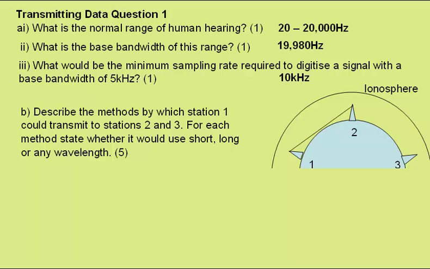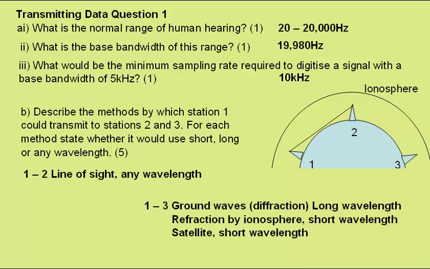Well, 1 and 2 are within line of sight. So, for line of sight we can use any wavelength. For 1 to 3, they're not in line of sight. We could use ground waves, where the waves of a long wavelength will hug the Earth, following the curvature of the Earth round to 3. That requires a long wavelength.